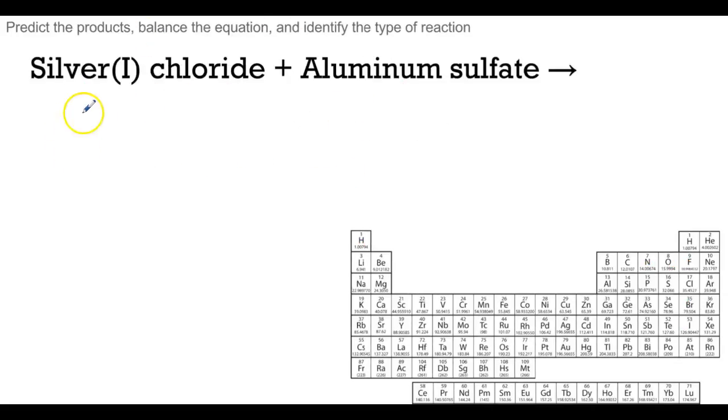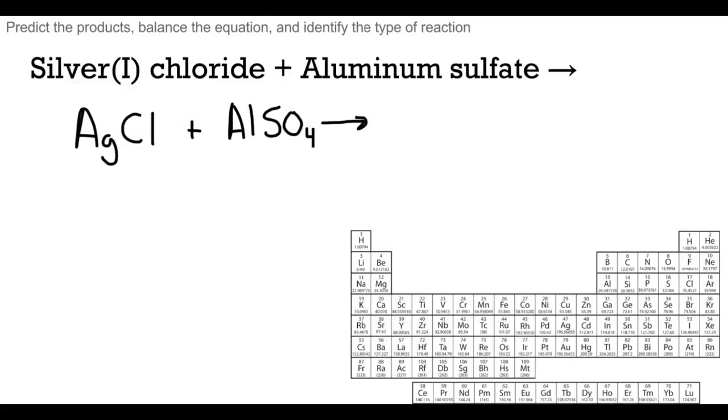Silver(I) chloride plus aluminum sulfate. So I have AgCl plus AlSO4. So now I need to check my charges. Silver(I), so that's telling me it's a charge of +1. Chlorine is -1. Aluminum is going to be +3 and sulfate is -2. So in order to cancel those out, I need to use the crisscross method. So I'm going to have 2 aluminums and 3 sulfates.